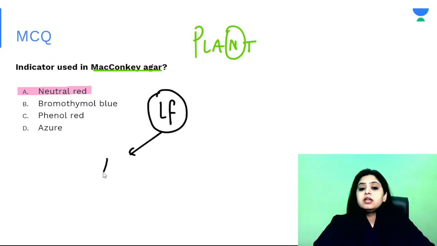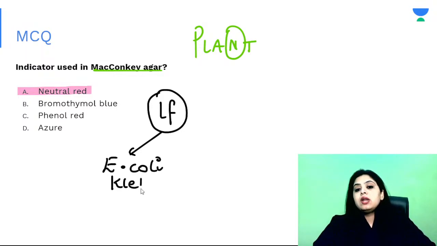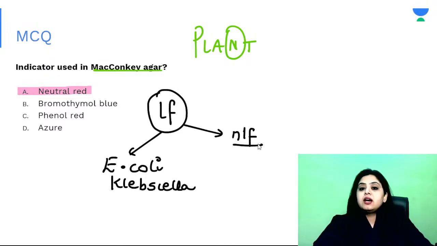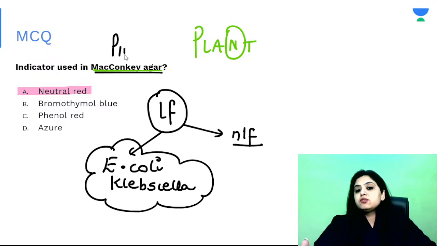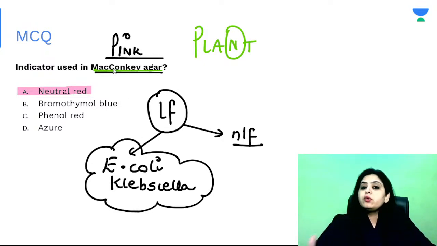Lactose fermenters are what? The KK ones, meaning E. coli and Klebsiella. E. coli and Klebsiella, the KK ones, are going to be lactose fermenters. All the others are going to be non-lactose fermenters like Salmonella, Shigella, Proteus. All the others become non-lactose fermenters. E. coli and Klebsiella on MacConkey agar, what color will they give? MacConkey is the only one which was giving a pretty pink color. Otherwise, in all others, yellow color. So this is going to give a pink color.